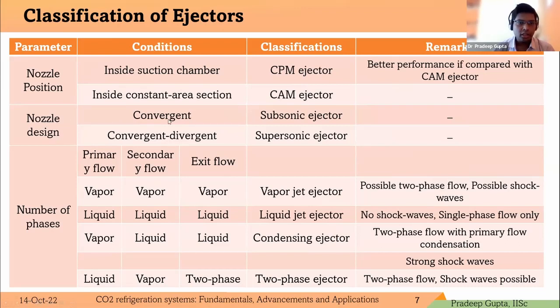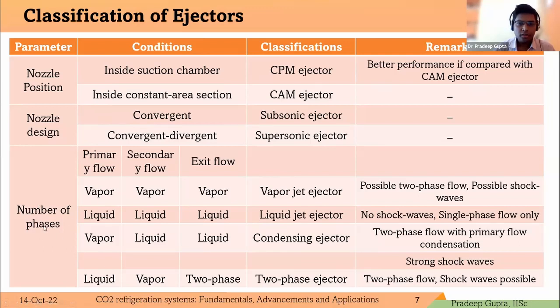The nozzle design: the nozzle can either be convergent or convergent-divergent. So in the previous slide, we saw the convergent-divergent nozzle, where the primary flow is accelerated to supersonic velocity. But in some cases, the nozzle can be convergent as well. In that case, the primary flow Mach number, or the speed of the primary flow, is restricted to the sonic speed. So it does not enable supersonic velocity, and that ejector is called a subsonic ejector.